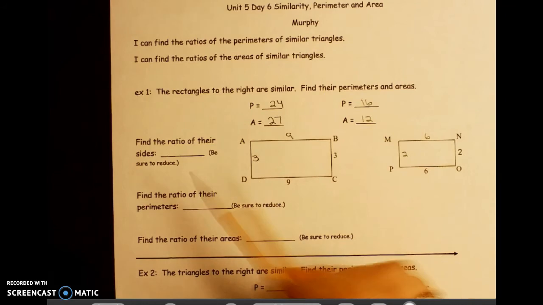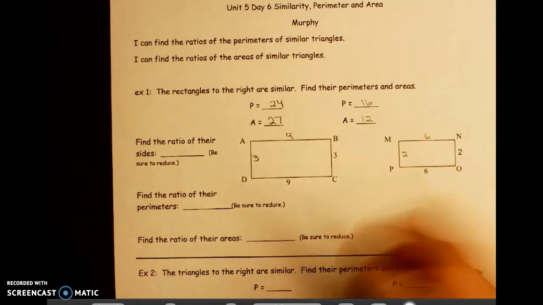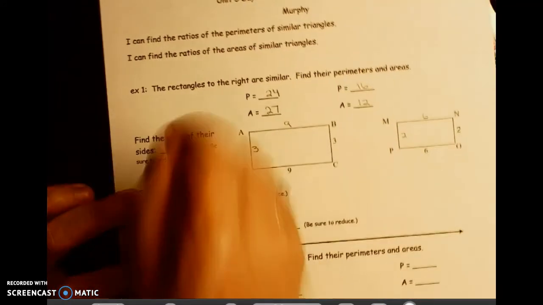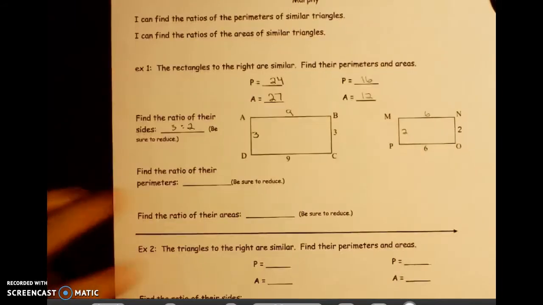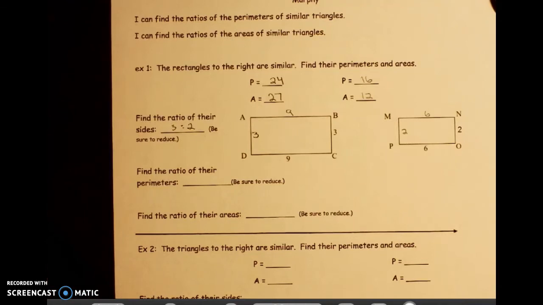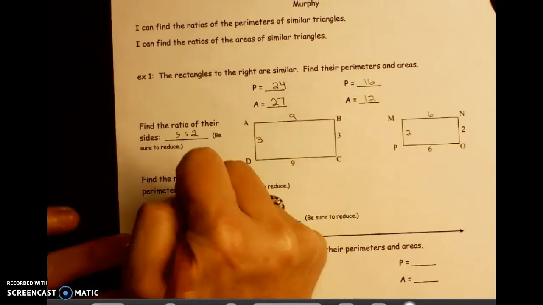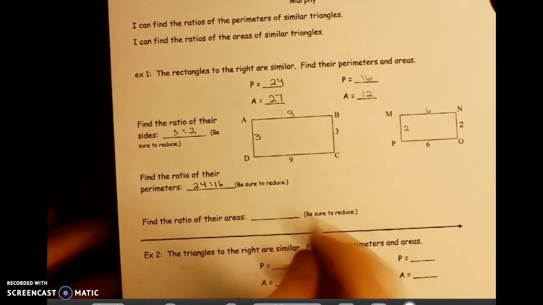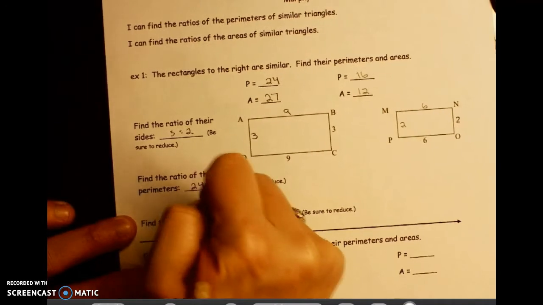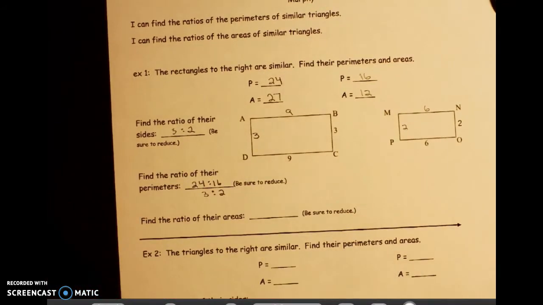Alright, so the first thing they want us to do is find the ratio of their sides, so I can pick any side. It says make sure I reduce it, so that first one is a 3:2. If I go on to the next one, it wants the ratio of their perimeter. So I've got 24:16, and again, they want us to reduce it. Well, 8 goes into both of those, and we end up with a ratio of 3:2.